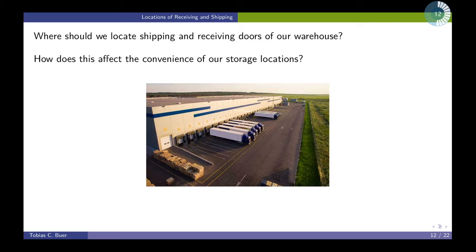Next, we are going to discuss what are good locations of receiving and shipping doors and how they impact the efficiency of our labor costs in the warehouse. So where should we locate our shipping and receiving doors of our warehouse? In the previous section, we assumed the receiving doors are on one side and on the opposite side there are the shipping doors. But of course, this is not the only way how to design and allocate the doors of a warehouse.